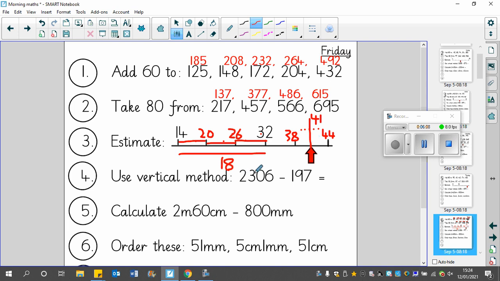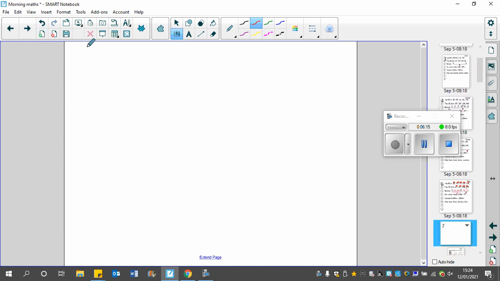Right, 2306 minus 197. Let's get a different page for this. 2306, 197. So start again. Let's go down here.